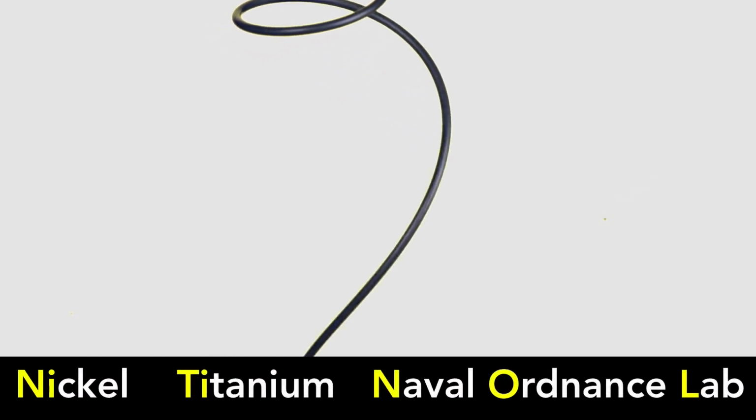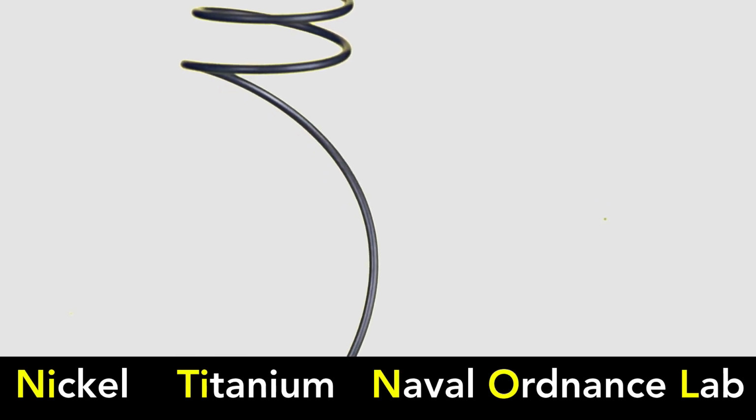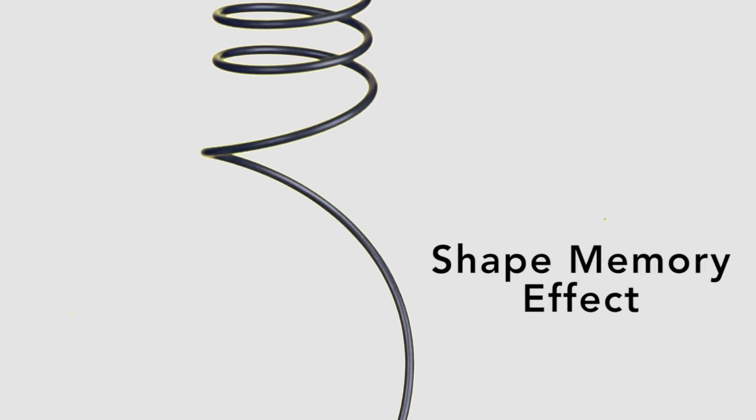I stretch the spring, and then, to slow down the action, use a hairdryer to heat it. This spring is made from nitinol wire. The name comes from the elements it contains and where it was discovered: nickel and titanium and the Naval Ordnance Lab. It's showing what's called the shape memory effect.